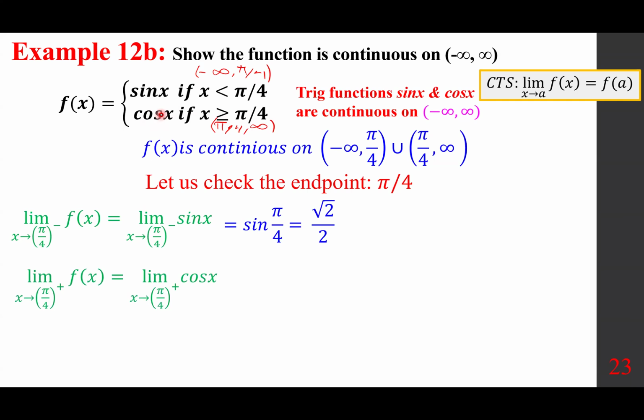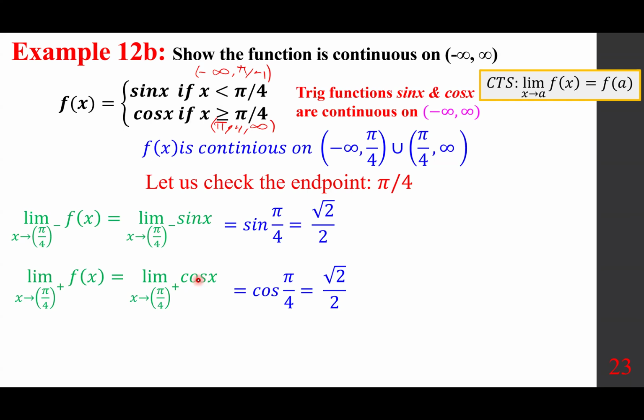So the limit of f of x as x approaches pi over 4 from the right is the limit of cosine x as x approaches pi over 4 from the right. And you plug in, as you know, cosine of pi over 4 is the same thing, square root of 2 over 2. So that means the limit of the function exists. Which is good so far.